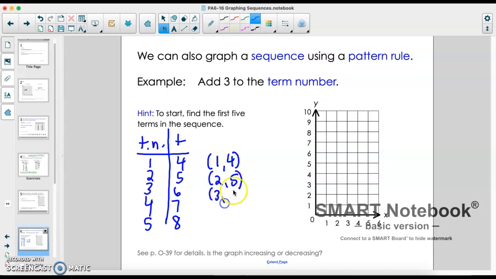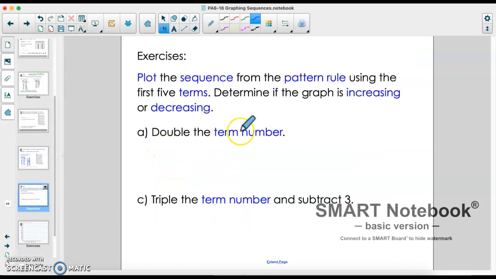And then we can plot them onto our coordinate grid, and look at whether it's an increasing or decreasing pattern. I bet you can figure it out already. It's not super tricky. We have 1, 4; 2, 5; 3, 6; 4, 7; 5, 8. And because it's going up and to the right, we can say that it's an increasing pattern.